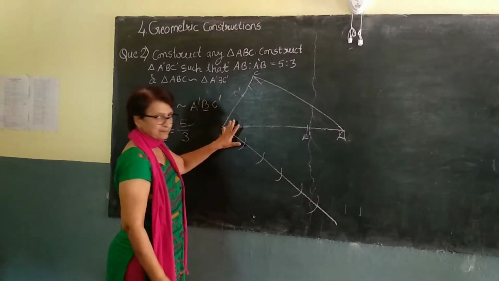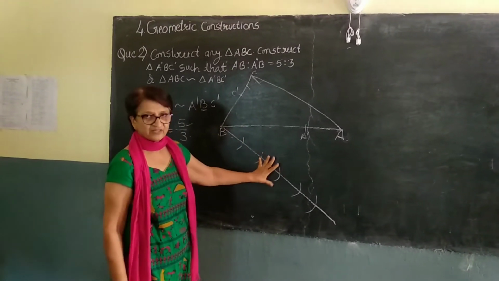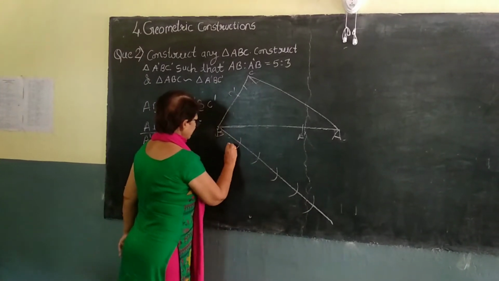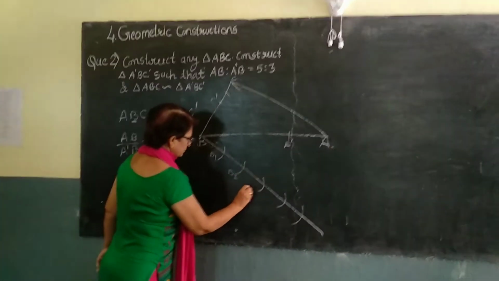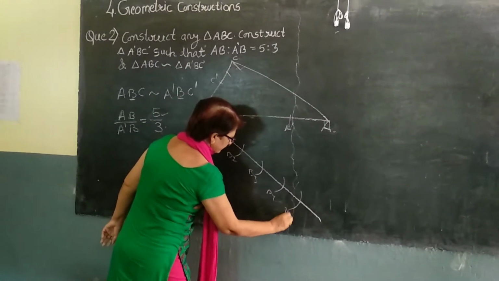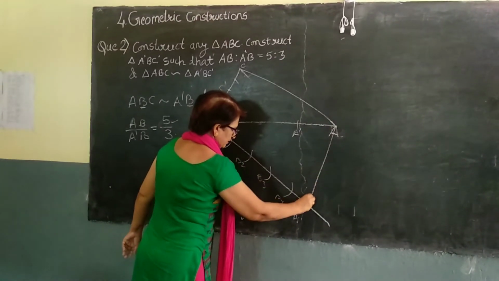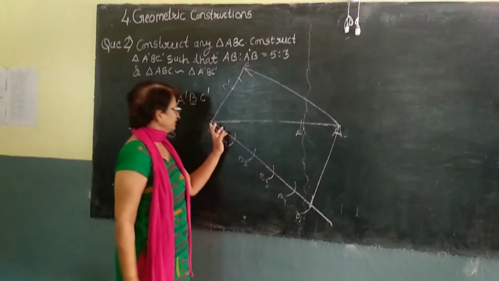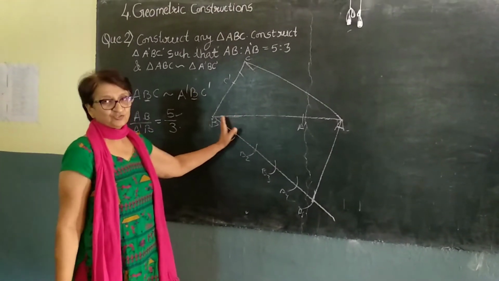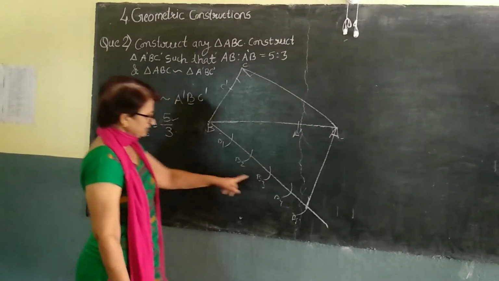Now we have to put the compass point here, draw an arc. Then again in the same manner. Then, as I told you, this will be B1, B2, B3, B4, B5. Then we have to join this, because this line is maximum divided into 5 parts. And 3 parts we have to draw for A dash B. So now where is the third part?